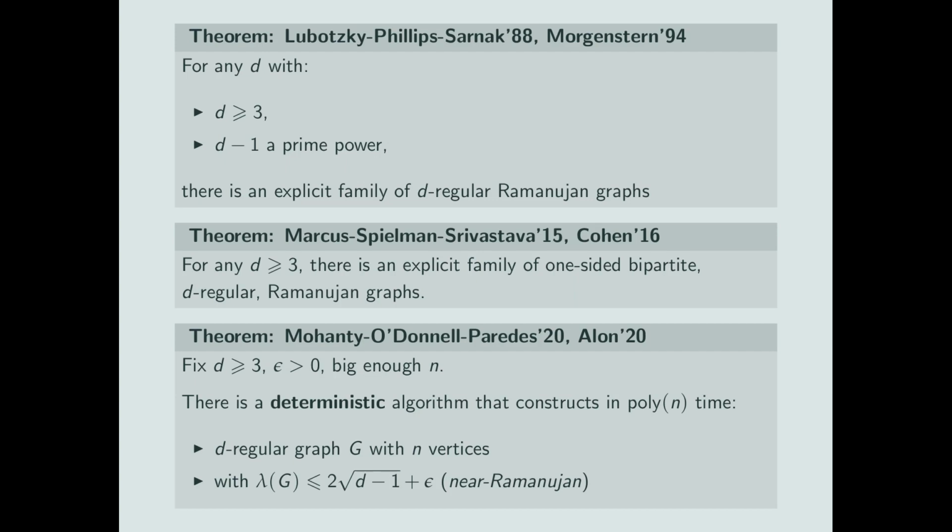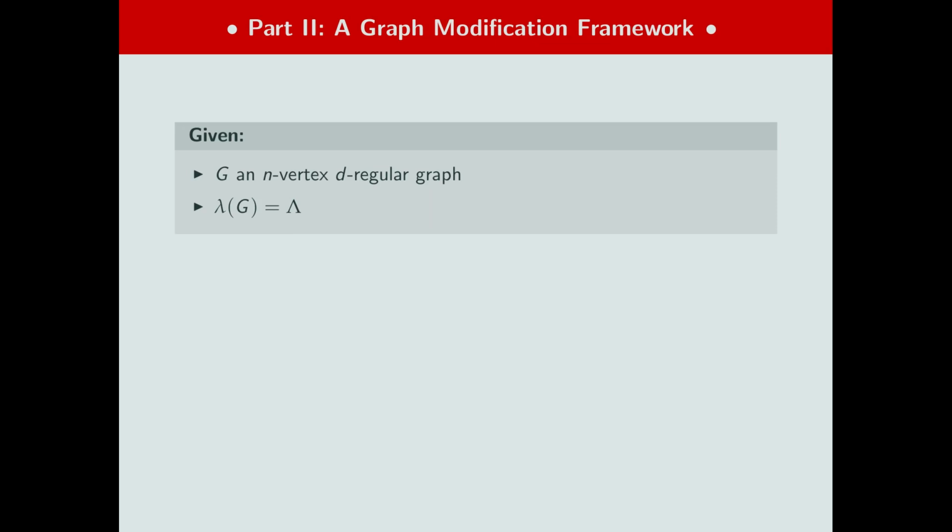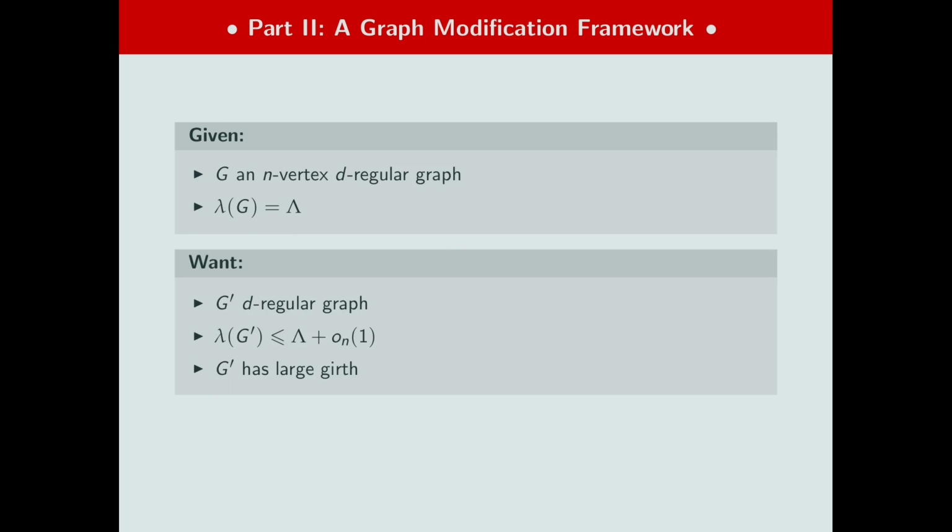Okay, so let's now turn our attention to the main topic of this talk. Let's suppose that we're given an n-vertex irregular graph G with spectral expansion capital lambda. And from this, we want to construct a new graph G prime, whose spectral expansion is almost the same, but it has some additional property, which is that we removed all small cycles, or rather, that it has large girth for some definition of large that we will see in a moment.